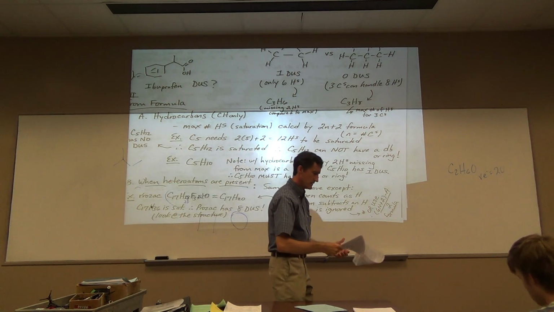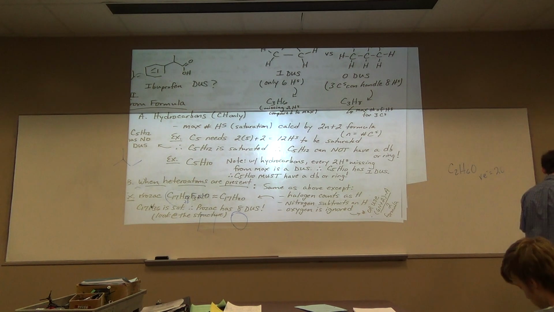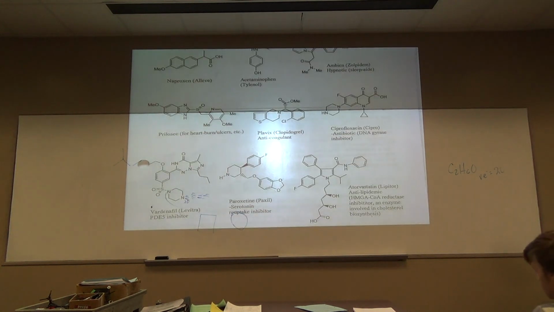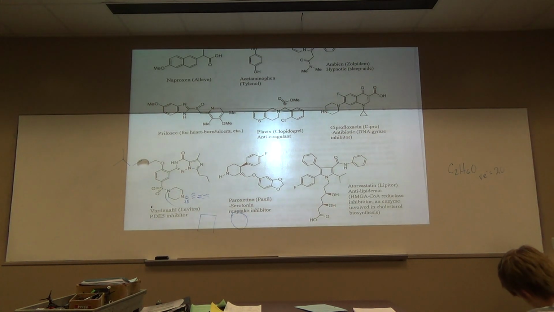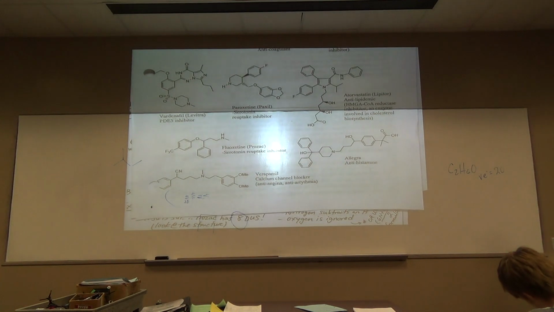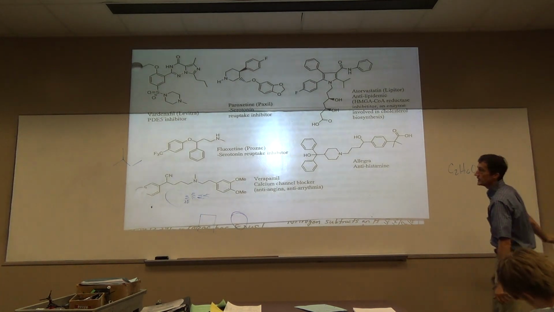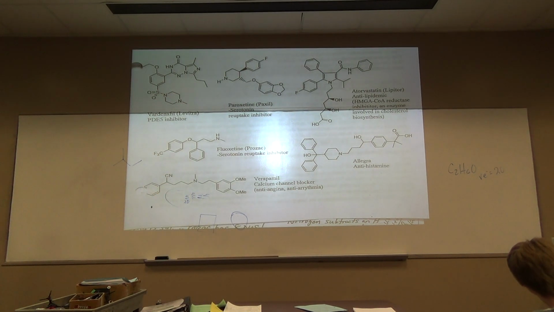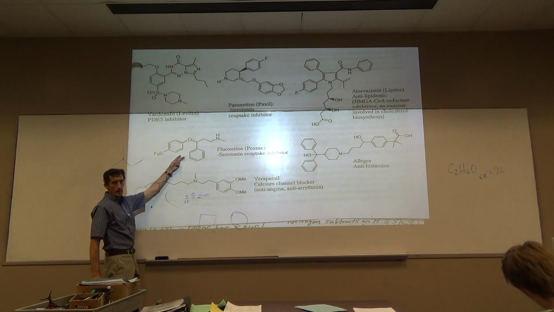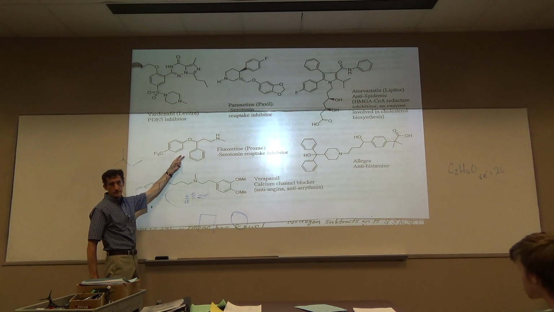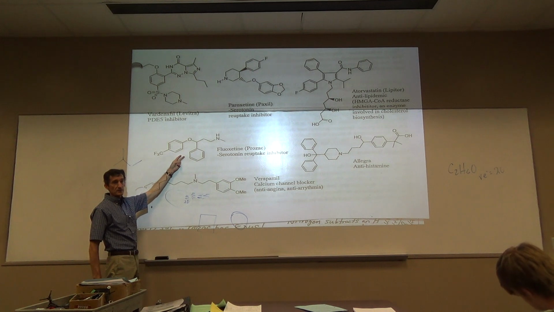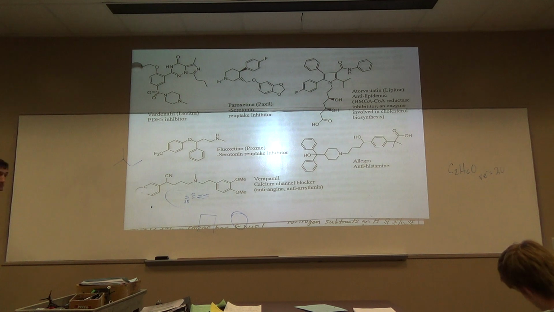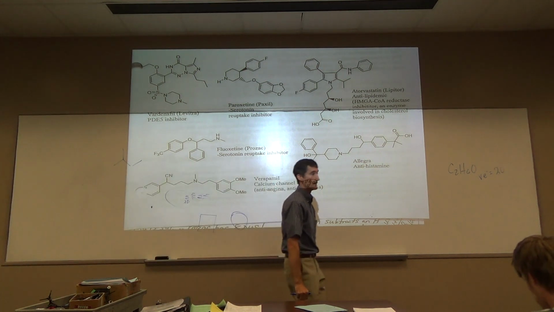Let's look at the structure. Over here. Here you go. Do you see the DUS? How many double bonds? 6. How many rings? 2. 6 plus 2 is 8. There you go. Right?